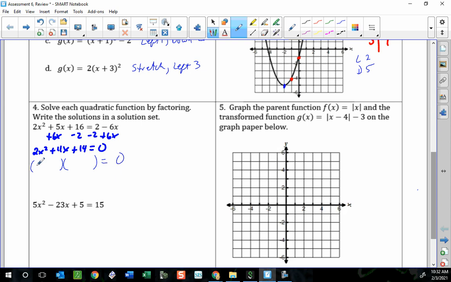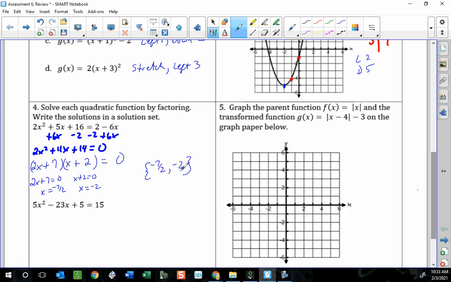So 2, 11, and 14 have nothing in common, so I'm going to set myself up to factor. I got 2x and x. For 14, we could try 7 and 2. I can't put the 2 here, so I'll put 7 here and 2 there and test it out. I'm getting 4x and 7x. Yeah, 4 and 7 make 11. Everything's positive. Now when I solve 2x plus 7 equal to 0, I take away 7, divide by 2, and I get negative 7 over 2. And I set x plus 2 equal to 0, take away 2, get x equals negative 2. It says to write them in a solution set. So my answers are negative 7 over 2 and also negative 2.